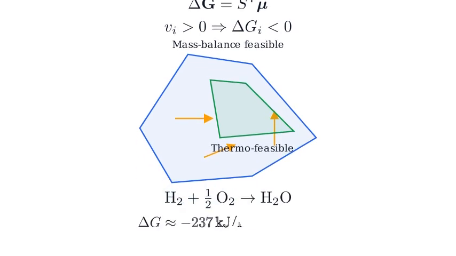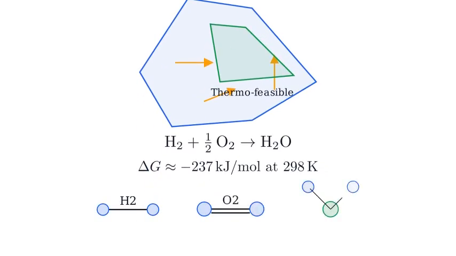Let us ground this with hydrogen and oxygen. Hydrogen H2 plus half oxygen O2 goes to water. This reaction is strongly exergonic at room temperature, so delta G is negative. In a network, exergonic steps can drive the usage of byproducts, helping achieve zero waste design when coupled correctly.